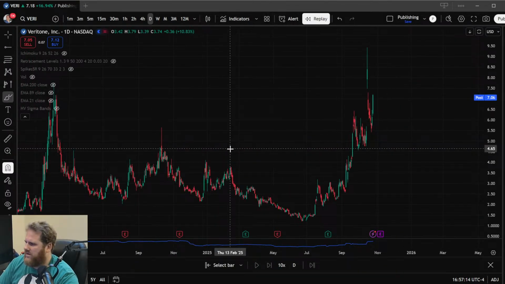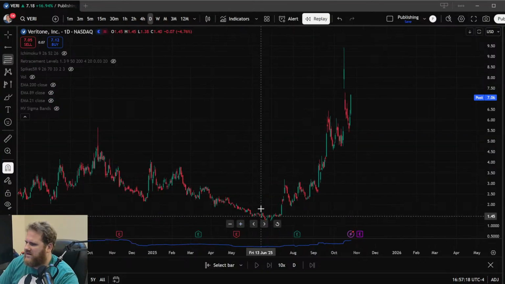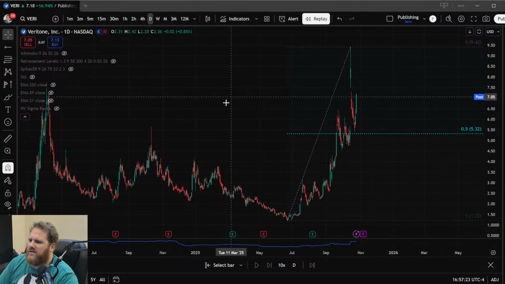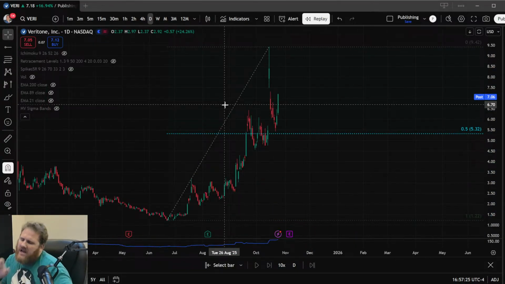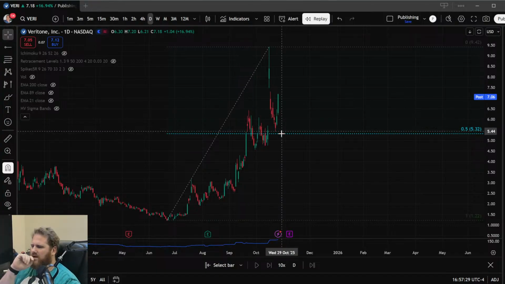Veritone. Ooh, that's volatile. I mean, that could pull back to that point, but I really would have liked to see that thing just go more straight up, more a little up and to the right.